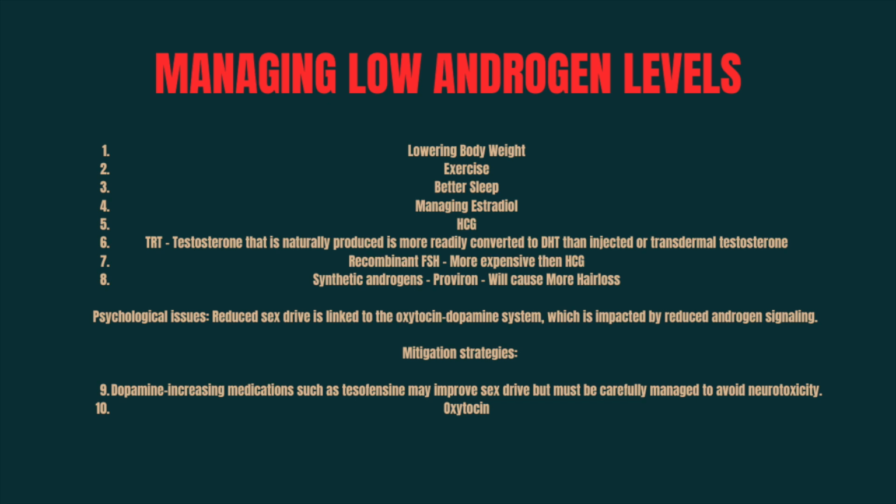The other ways of managing low androgen levels are pretty extreme, but they also need to be mentioned. So address the low-hanging fruit first, and then you can consider, with your doctor's supervision, other treatments. These include HCG, which is human chorionic gonadotropin, TRT, recombinant FSH, which is more expensive than HCG, or synthetic androgens such as Proviron. Alright, let's start with HCG.